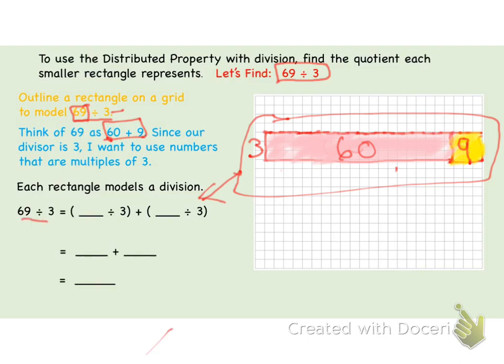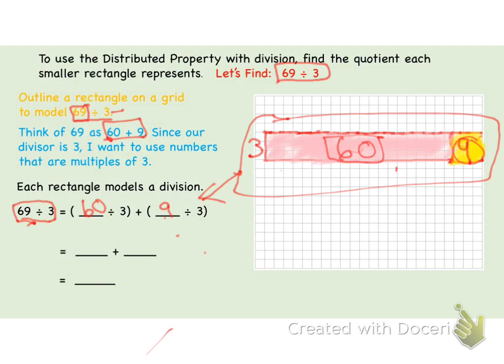You can see I have 69 divided by 3, and then I did something divided by 3, and something else divided by 3. Well, the only numbers here I have to work with are 60, so that's going to go in the first one, and 9, so that'll go in the second one. Now I can start seeing something that's going to make this a much easier problem to solve.